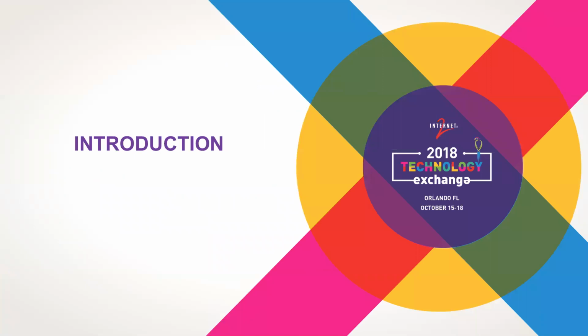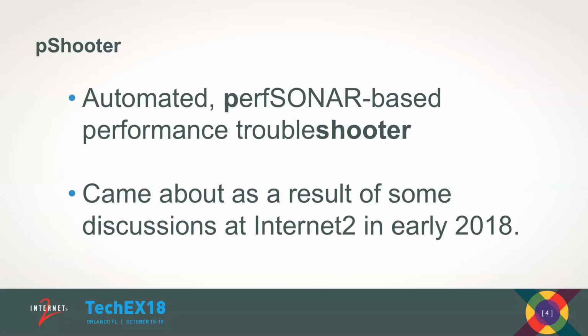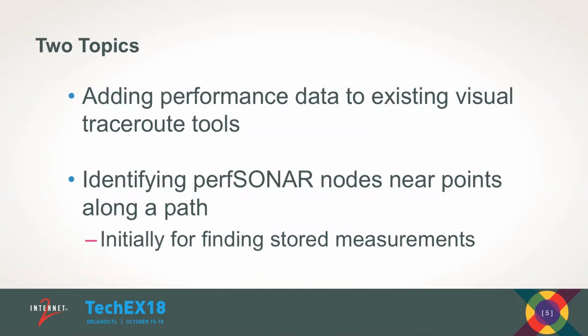So I guess we'll start by telling you a little bit about how all this came about. pShooter is a perfSONAR based performance troubleshooter. It has some automation features built in, which is really what it's for. And it came about as a result of some discussions that we had earlier this year around Internet 2 that really kind of centered around two topics.